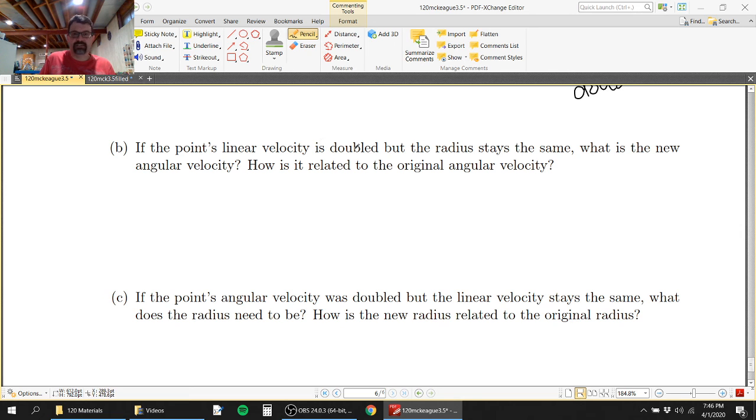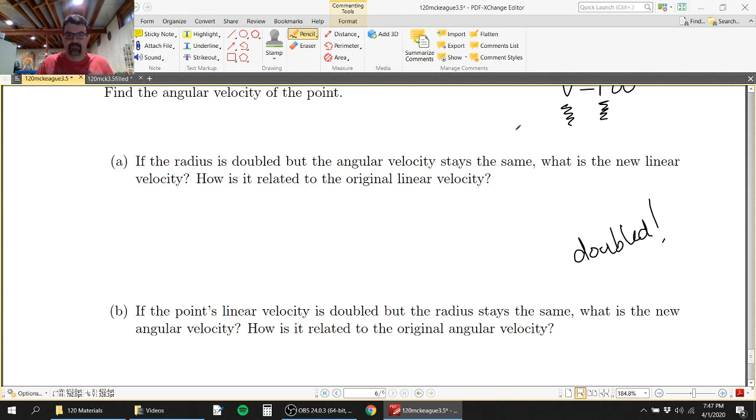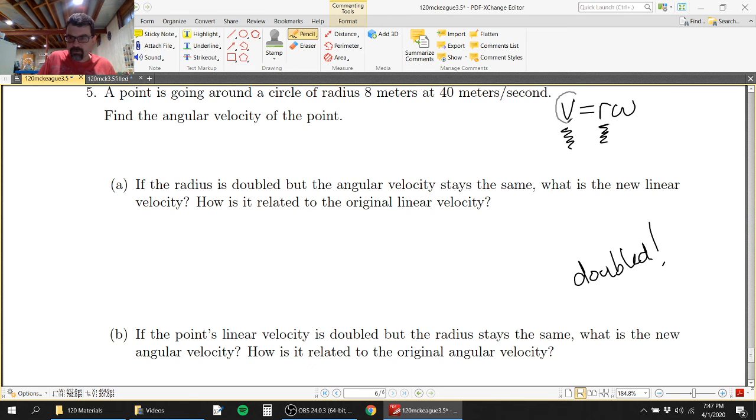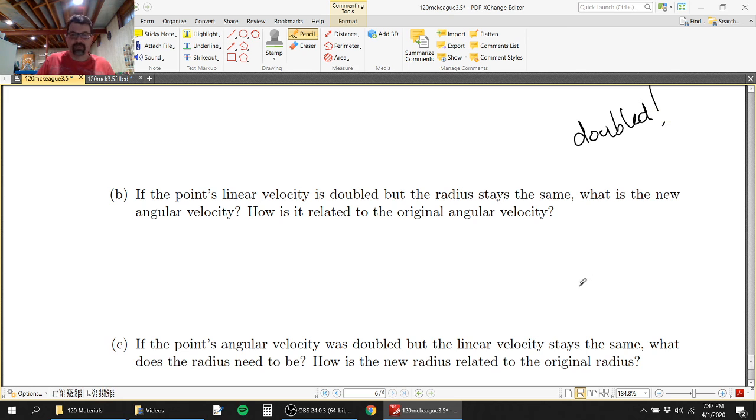So what if the velocity is doubled, but the radius stays the same? So the amount of distance you're covering is twice as big, but you're staying the same distance away from the center. All right, what's the new angular velocity? Well, if this quantity gets twice as big and this quantity stays the same, then this one's going to have to get twice as big as well. Hopefully that makes some sense. If you just start running in circles and you just start running twice as fast, yeah, your rotational velocity, how fast you're going around your circles, is also going to get twice as fast.